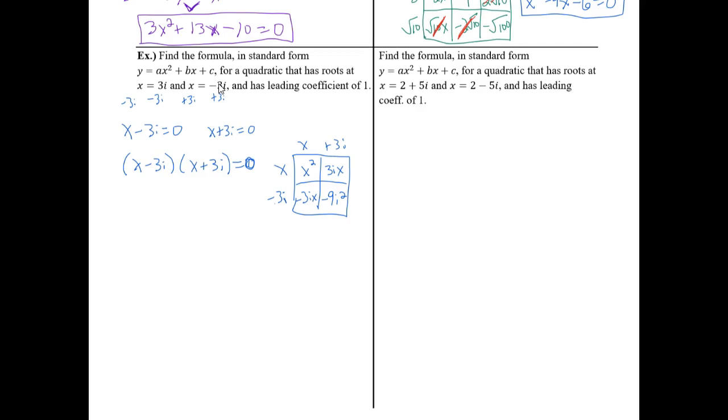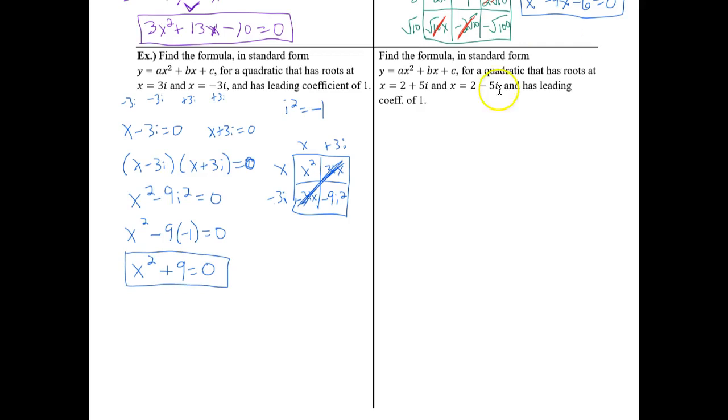I notice I have 3ix and a negative 3ix. Those add up to 0. So what's left is x squared minus 9i squared. But we don't leave i squared. We know that i squared equals negative 1. So we're going to replace i squared with negative 1. And negative 9 times negative 1 is positive 9. Whoops, not x. That should be 0. And now it's in our standard form.